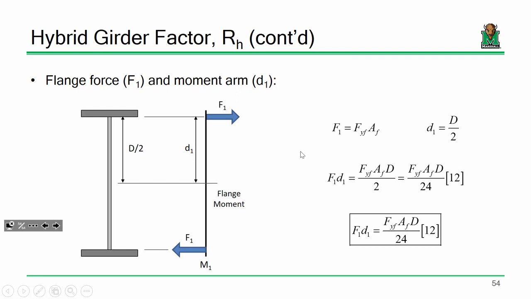Sound good? Now, this is going to sound a little strange. I've got F_y d A_f over 2, so half of this. Would you agree that half of this equals 12/24ths of this? Do you agree with that? You might go, why the heck am I putting this over 24?